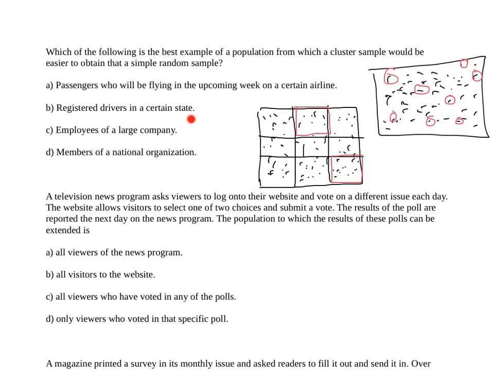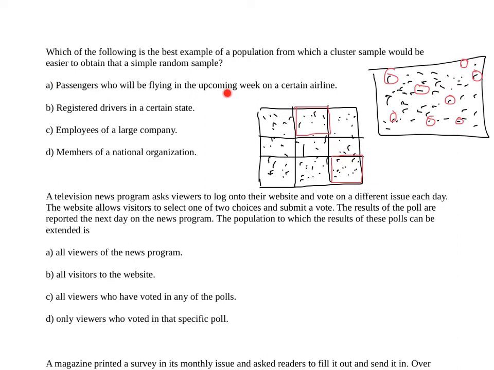Registered drivers in a certain state, that's kind of a complicated one. How would you cluster, right? How could you cluster? You could cluster by county, but we have the same problems that we had before. Some counties are wealthier, some are less wealthy, some are urban, some are rural. It's just not the same. It's not good. And that brings us to what is the best choice out of these four.